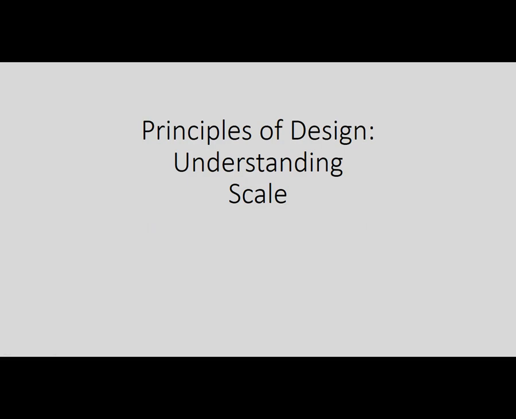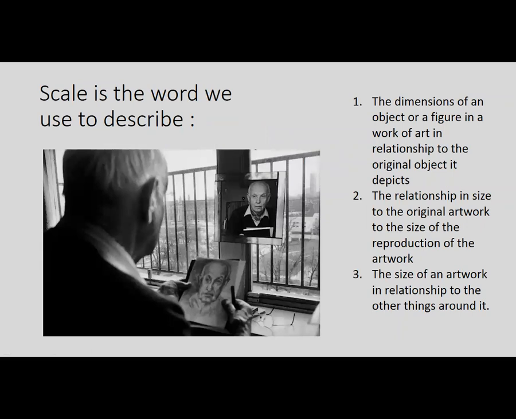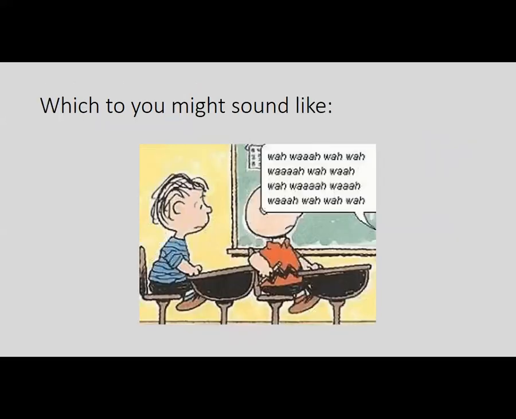So in the chapter, it says, scale is the word we use to describe the dimensions of an object or a figure in a work of art in relationship to the original object it depicts, the relationship in size to the original artwork to the size of the reproduction of the artwork, and the size of an artwork in relationship to the other things around it, which to you sounds like wah, wah, wah, wah, wah. So we're going to step by step break down those three different ways in which you represent scale.